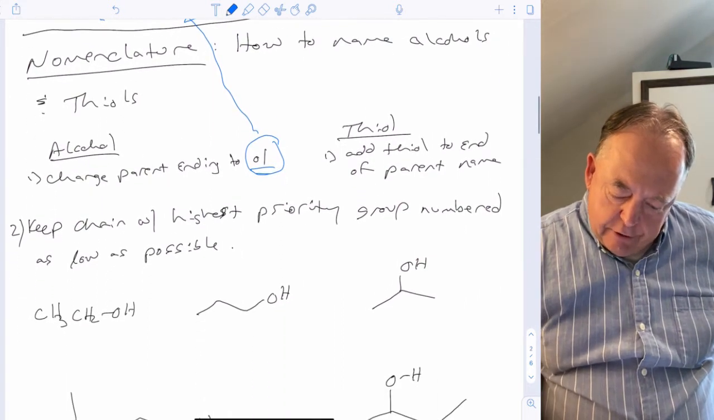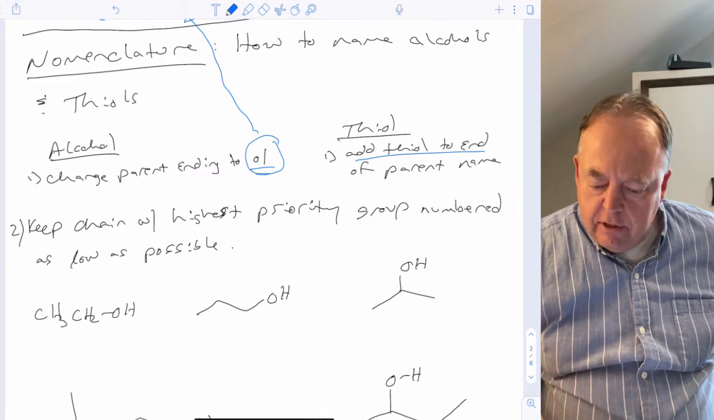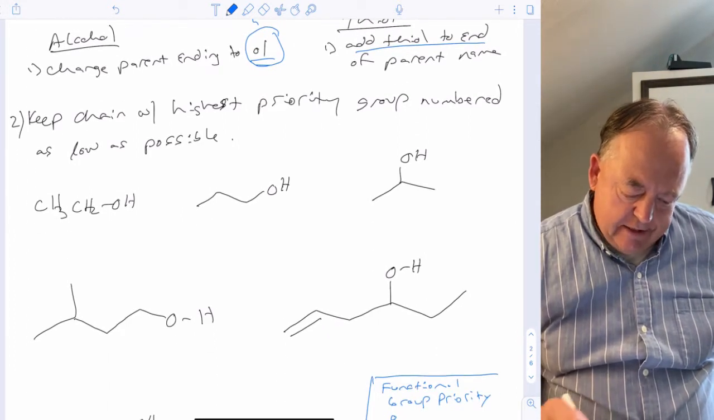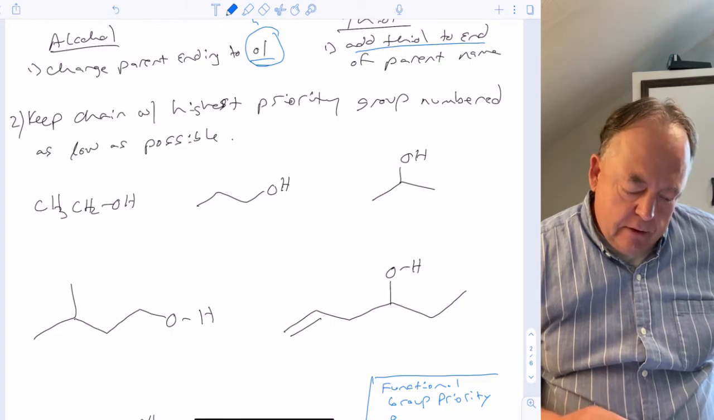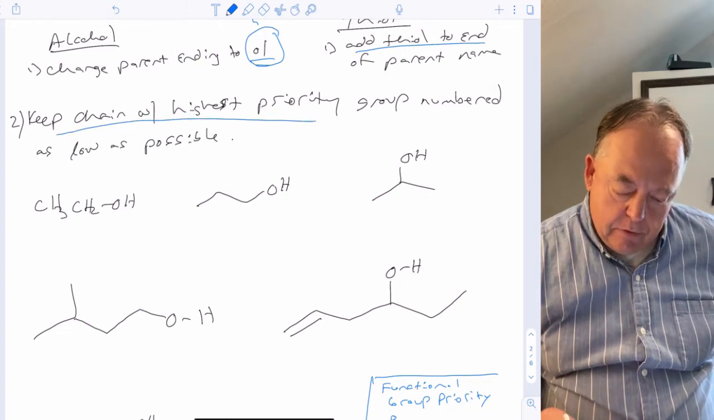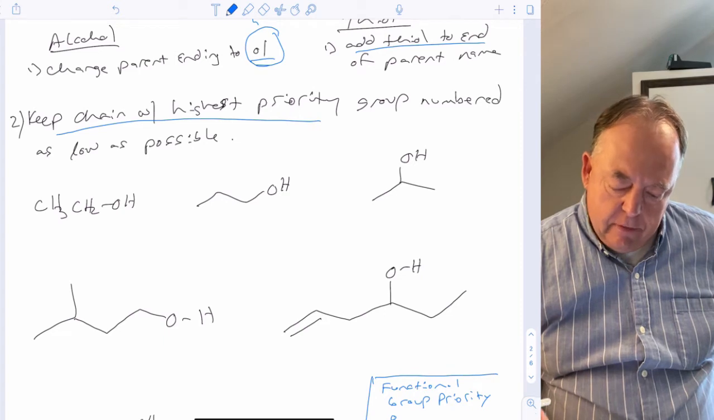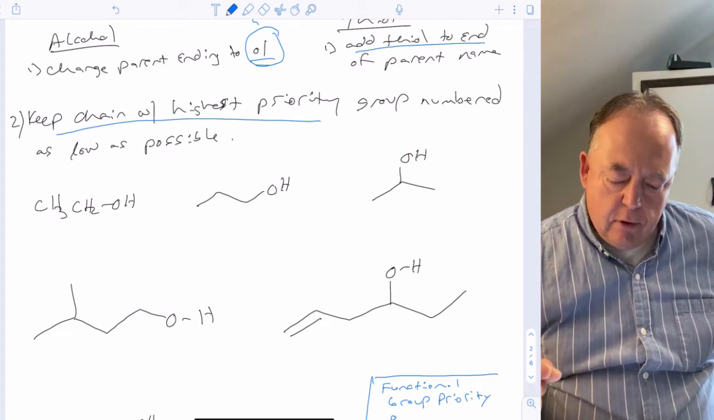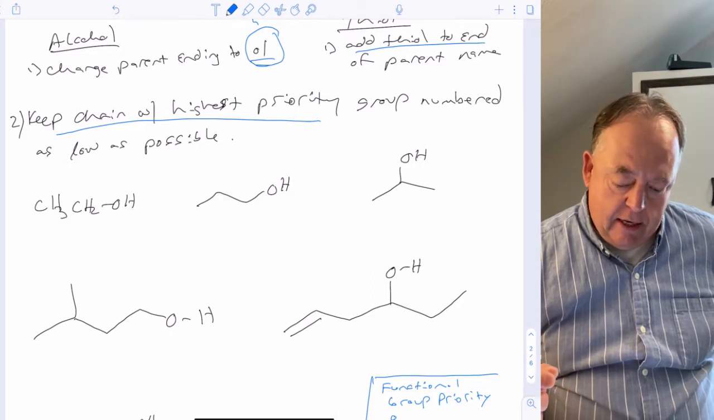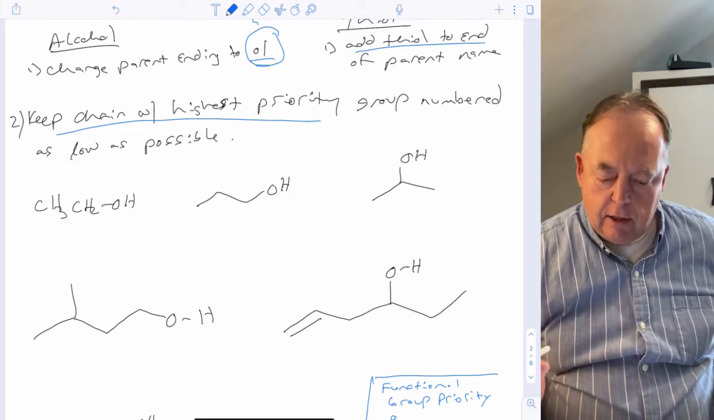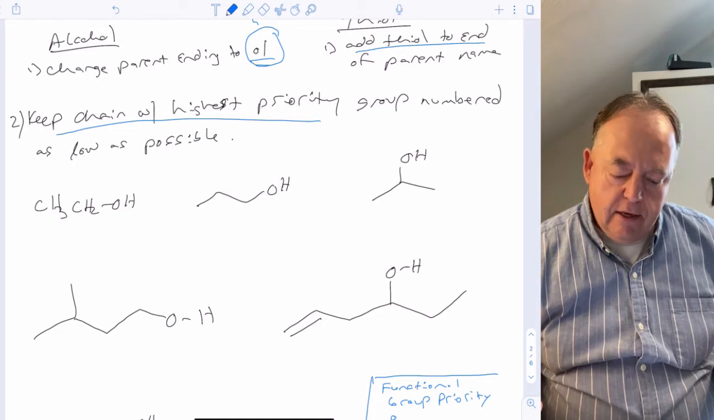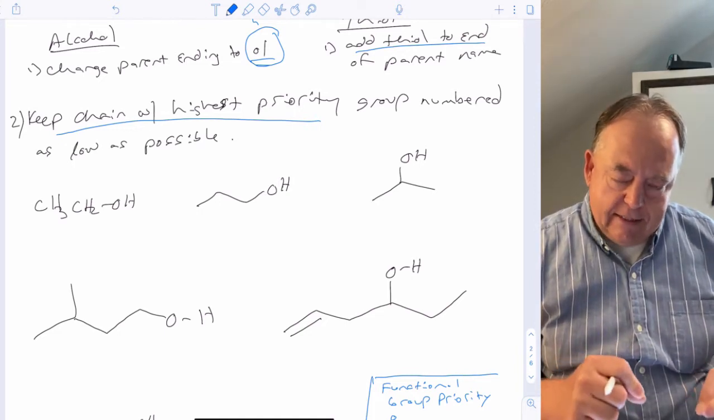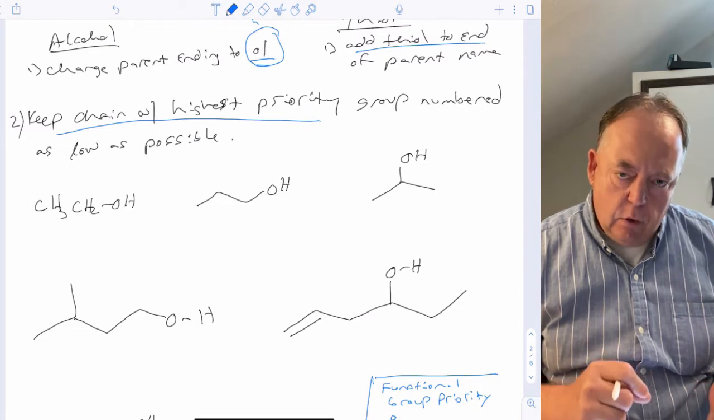And for a thiol, you just add thiol to the end of the parent name. Also, we'll see in these examples that when you number the parent chain, you keep the highest priority functional group numbered as low as possible in the name, regardless of whether that's the lowest numbering scheme or not. So this is a rule that trumps other rules. The highest priority functional group has to have the lowest number possible.